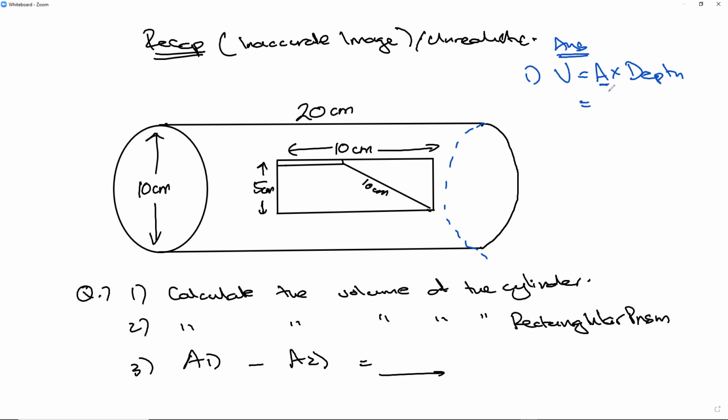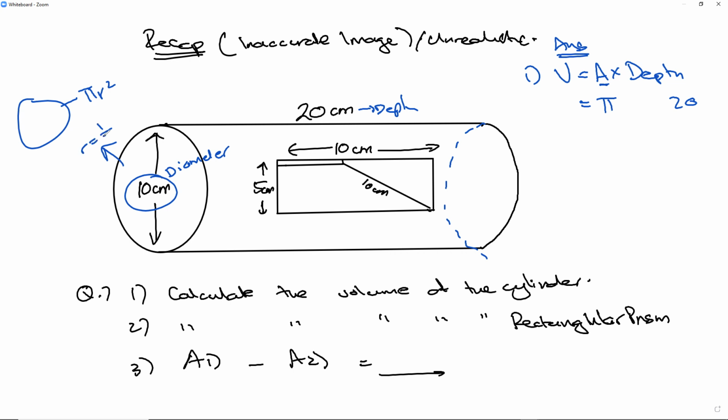So this is going to be area, which is pi times radius squared. Remember, this is the diameter, and this is the depth, so that's 20. The area of a circle is given by pi times radius squared. But my radius is equal to half of my diameter, so my radius is equal to 5 centimeters.